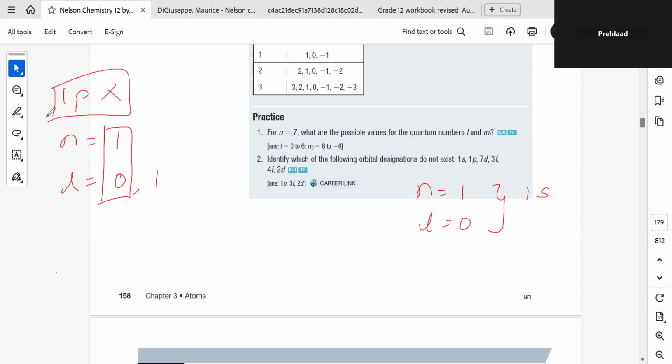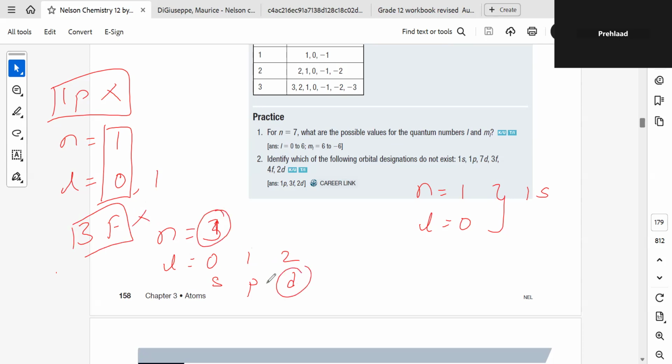And 3f doesn't exist because n is equal to 3, so the l number will be 0, 1, and 2. So it will be s, p, and d. So the maximum you can have is 3d. So 3f is not possible.